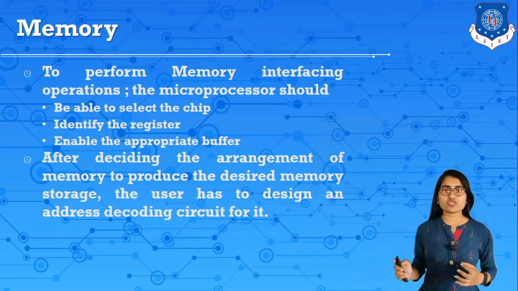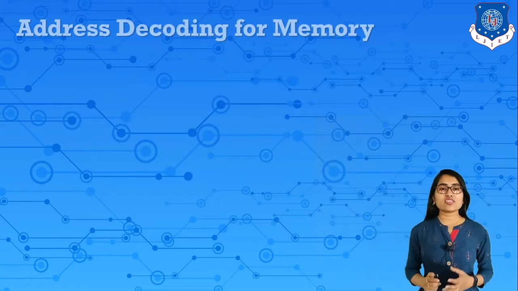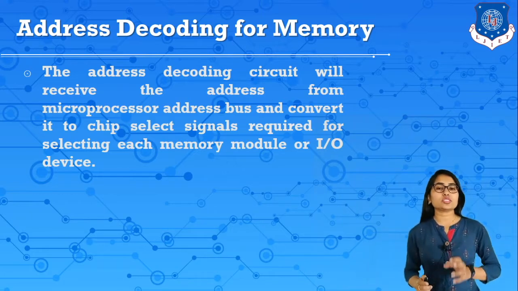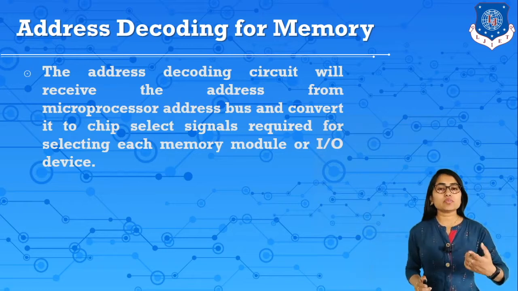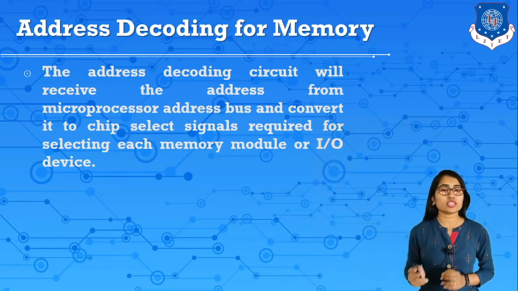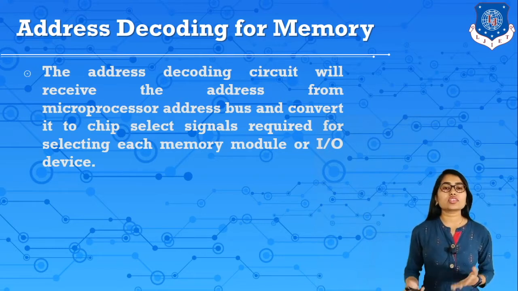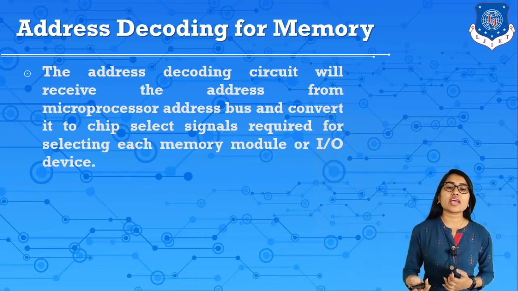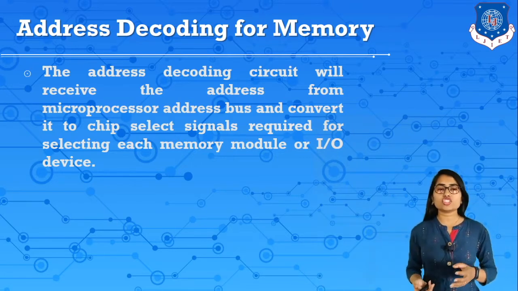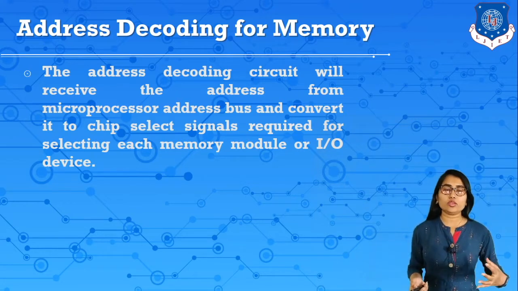So what is this address decoding circuit? It is basically a circuit which will receive the address from the processor address bus and convert it to the chip select required for selecting each memory module or input output device. So the address decoding circuit will receive the address from the microprocessor address bus and convert that address into chip select logic for selecting a desired memory module or a desired input output device.